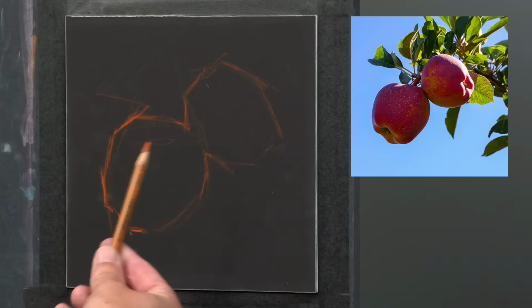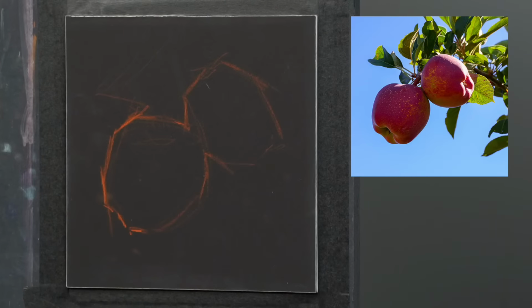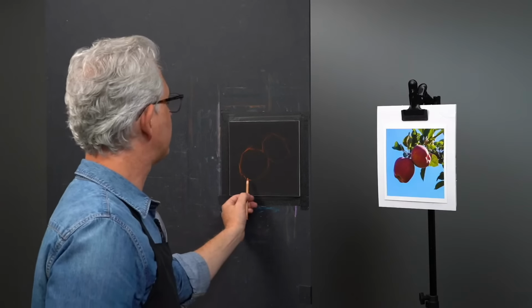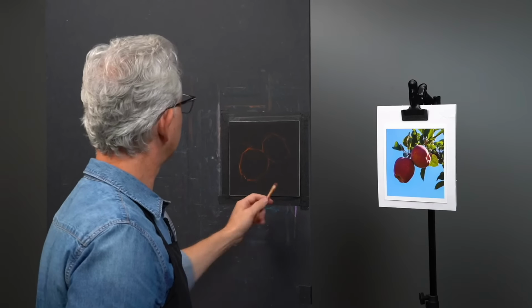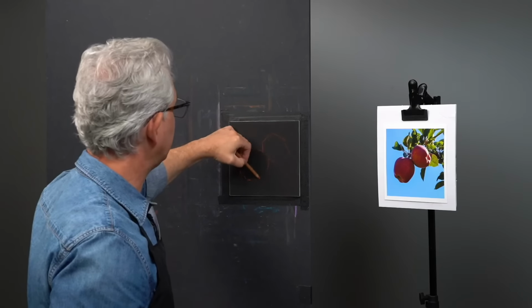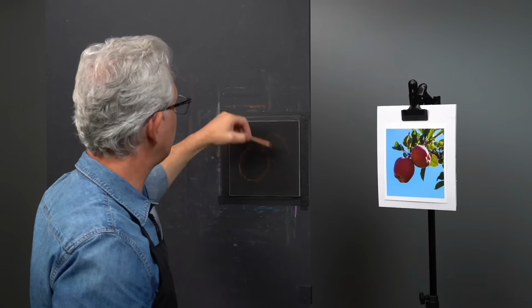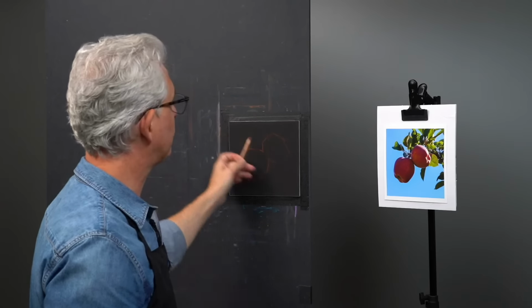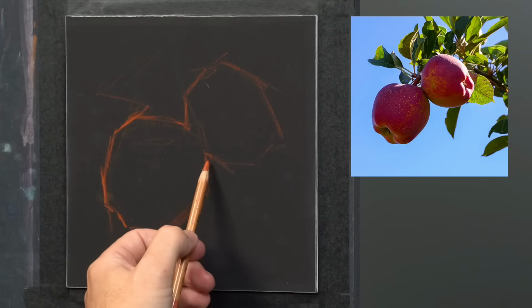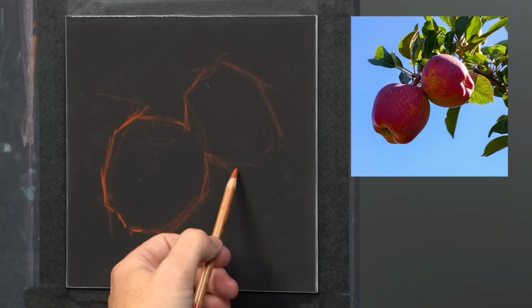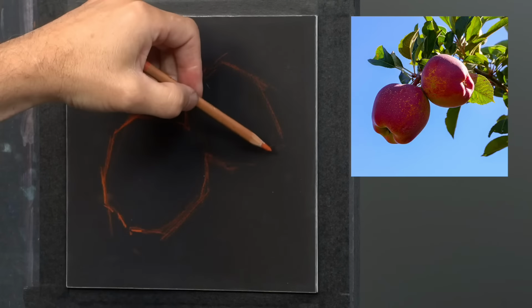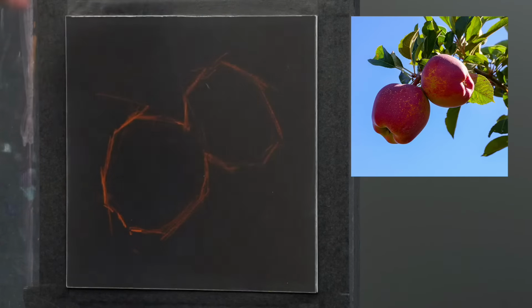So now that I've come around, I'm just strengthening. I like using this kind of sanguine color because it's a red apple. It's warm, it relates nicely. It's not terribly important to match, especially if you're only using it for linear work, but I think it helps. Just a little longer here on this guy.